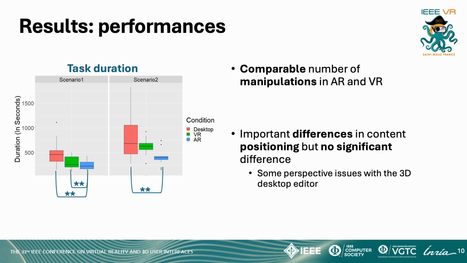We also observed differences in positioning, particularly by examining the distance between each positioned interface and its corresponding connected object. These differences were not significant and were mostly due to perspective issues, as we noticed some assets placed completely outside the environment with the desktop editor.